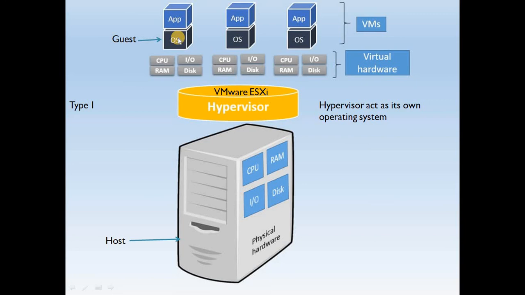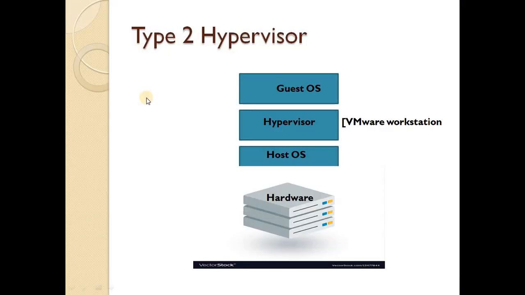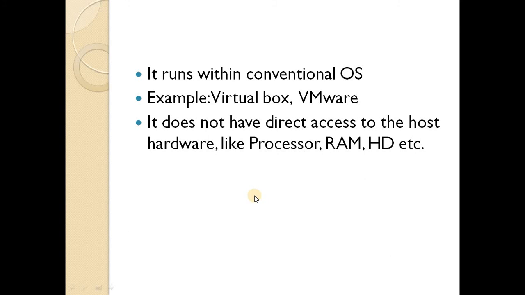In type 1, all of these guest operating systems are going to use the physical setup from the host directly. That means the physical hardware. Whereas in type 2 hypervisor, that is not possible, because you see on top of the host there is a hypervisor. So inside this hypervisor, the guest operating system is installed. That means whatever resources this guest operating system is going to use depends upon the hypervisor over here, not on this hardware. So if I talk about a type 2 hypervisor, it runs within the conventional OS. As I said, it might be Windows 10 or any operating system.